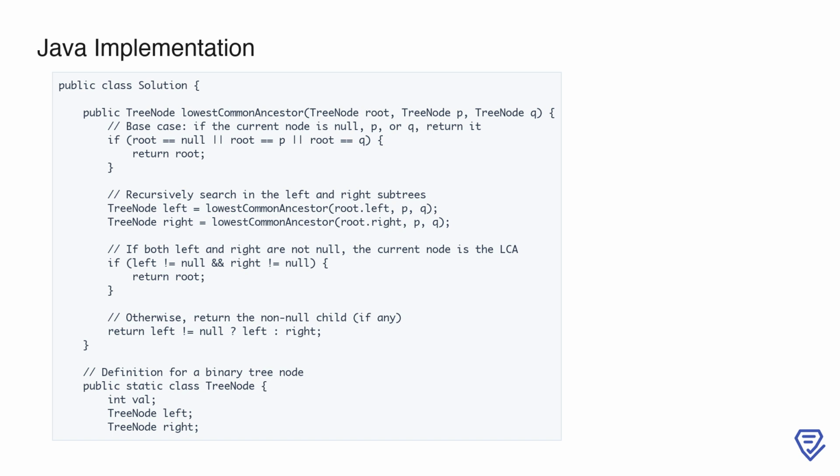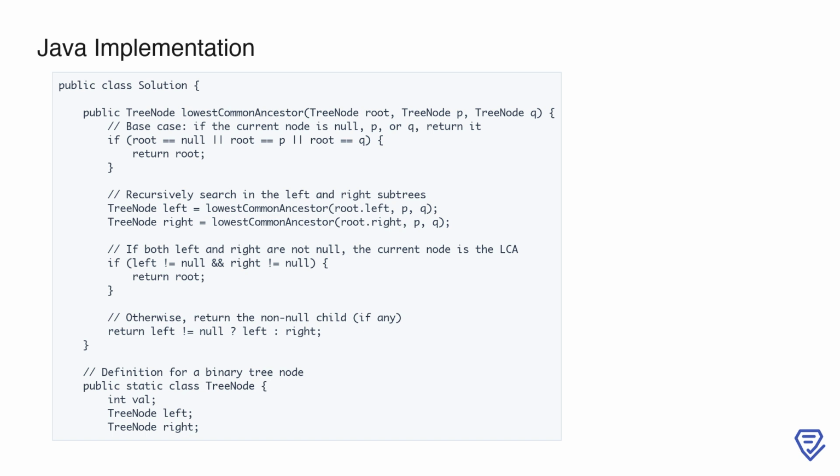Next, we make recursive calls to search both the left and right subtrees. By calling the same function on root.left and root.right, we effectively traverse the tree, looking for the nodes P and Q in both directions. The results of these recursive calls are stored in the variables left and right, representing the outcomes of the searches in the left and right subtrees, respectively.